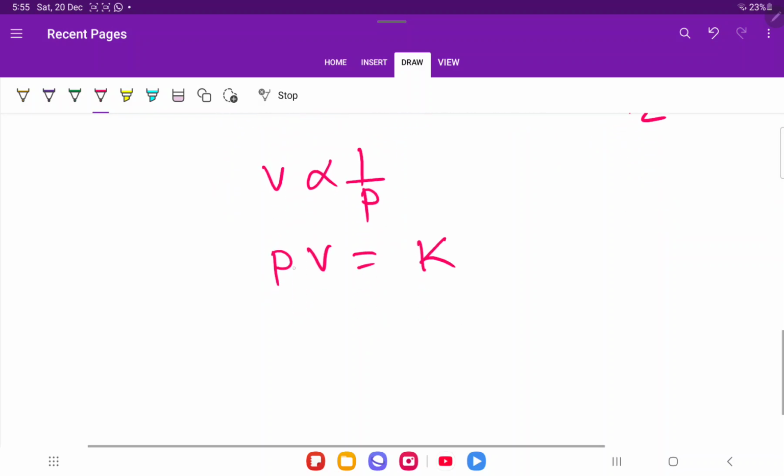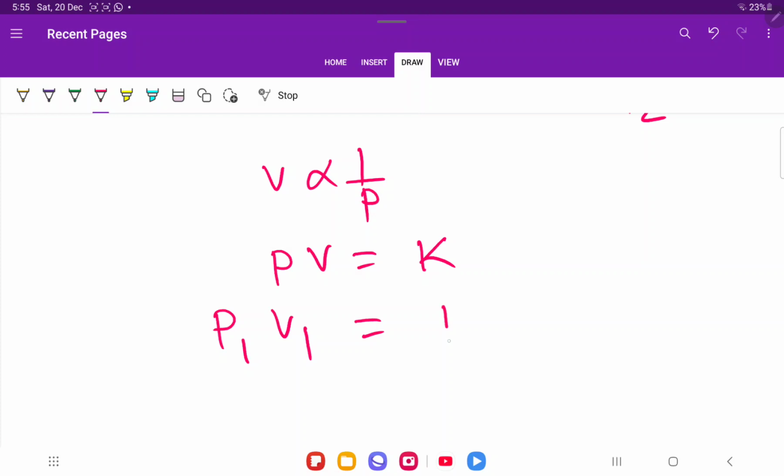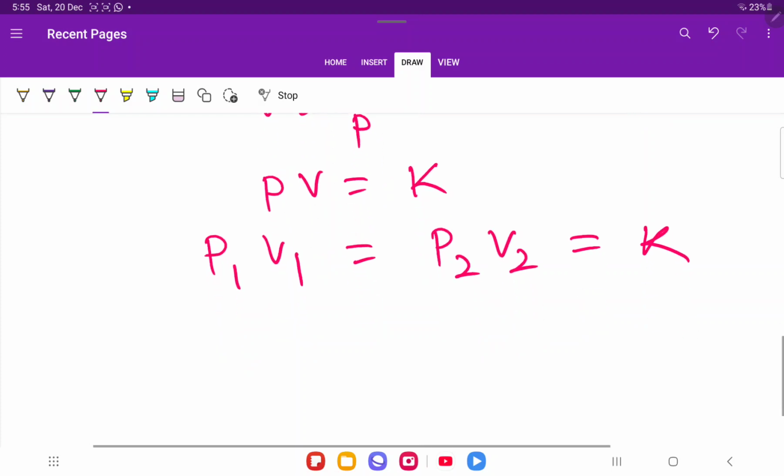K is the constant. Now if the initial pressure and volume are P1 and V1, and the final pressure and volume are P2 and V2, okay, so P1 V1 equals P2 V2 equals K. So this is basically the Boyle's law equation.